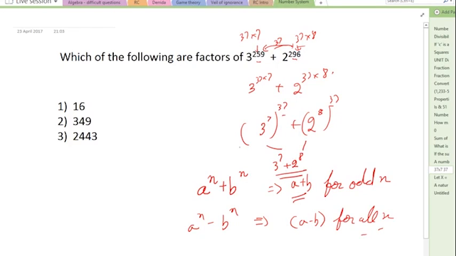This number, I know the solution, that's why I'm going through it quickly, but you can do it yourself. It will come to 2443. You also need to notice that 349 is actually a factor of 2443. So both these will be divisible. And since it's even numbers added to an odd number, 16 cannot be a factor because this number will be an odd number. So such questions do come.